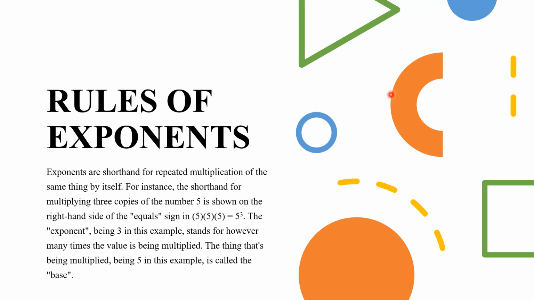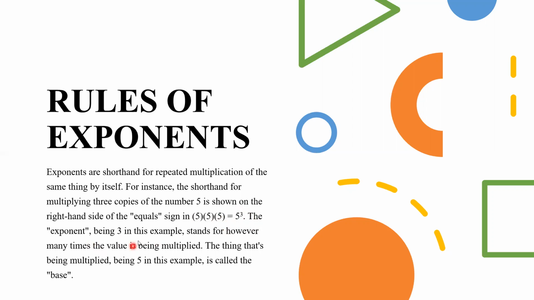For instance, the shortened form for multiplying 3 copies of the number 5 is shown on the right hand side of the equal sign. 5 times 5 times 5 equals 5 to the power of 3. The power is telling us how many times we multiply the base. So 3 is going to be our power. The exponent or the power, you can call this 3 exponent or the power, same thing.